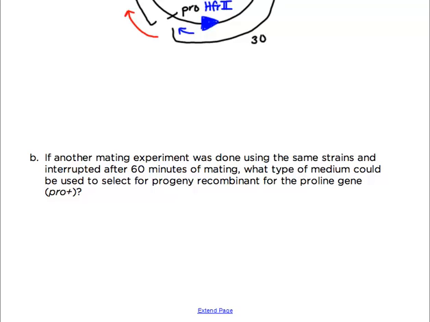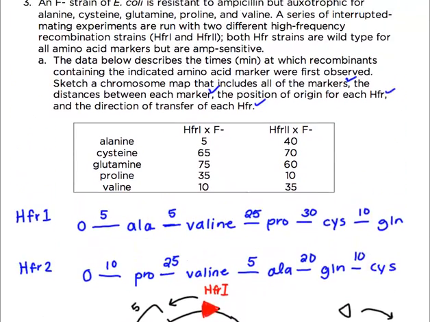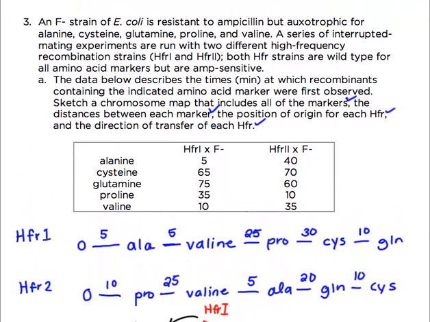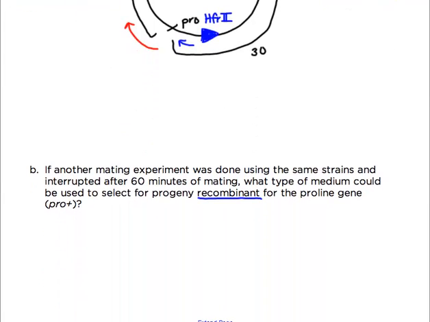So in order to do this, remember that you want to just select for the recombinant offspring. The original HFR strain are wild type for all amino acid markers, but those are parental, right? They're not recombinant. So what we want to do is select against the HFR strains. So in order to do that, we would need to plate on ampicillin.